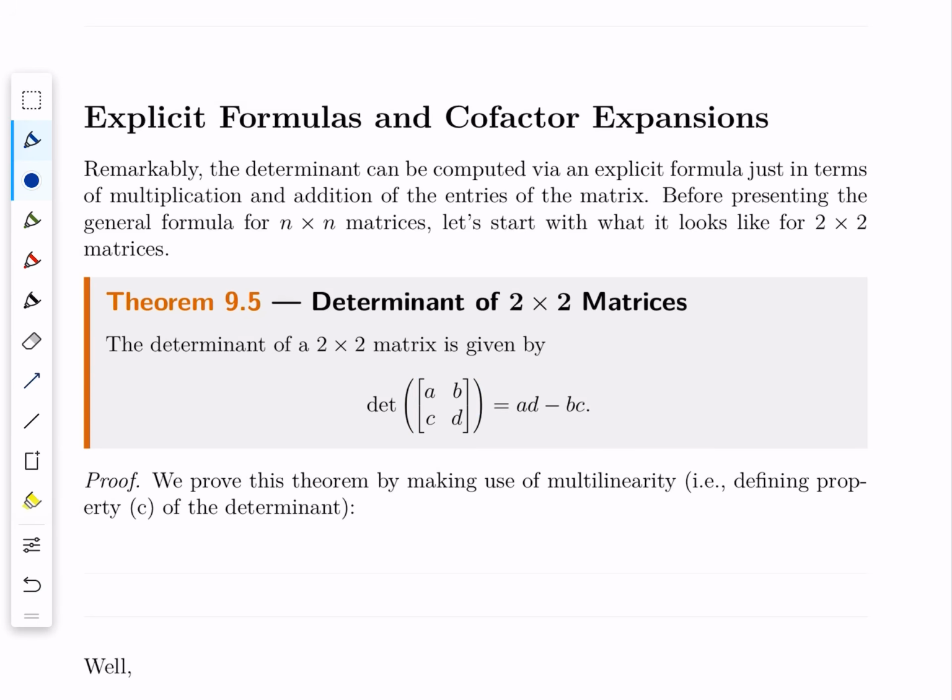It doesn't matter what you call them, but that's what we chose. The determinant, it's AD minus BC, and that's it. Okay, it's really that easy.